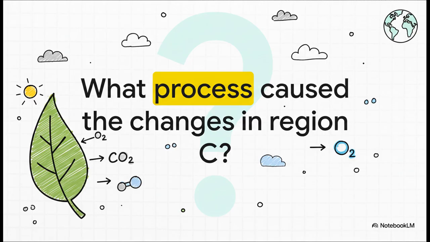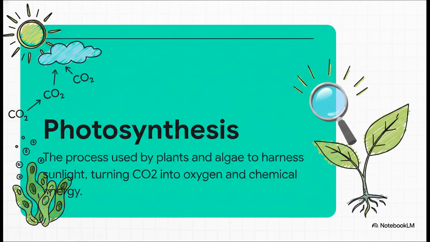What's the process that caused all these changes in region C? I mean, what process takes in carbon dioxide and pumps out oxygen? Think about it. And the answer, of course, is photosynthesis. This is the point in history when early life, things like algae, really started to take off. The mark scheme is super direct here. You get 1 mark for just writing photosynthesis. It does say a correct description of the process would also be fine, but why make it harder for yourself?